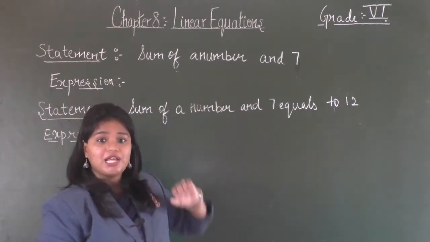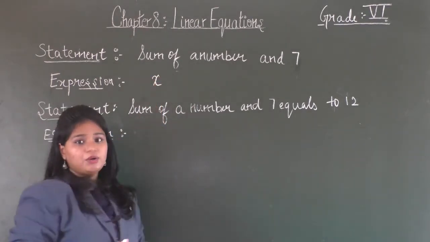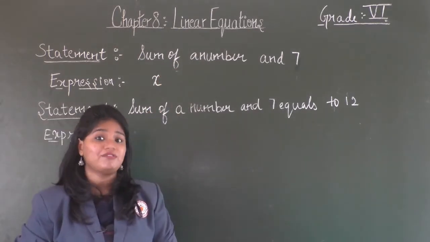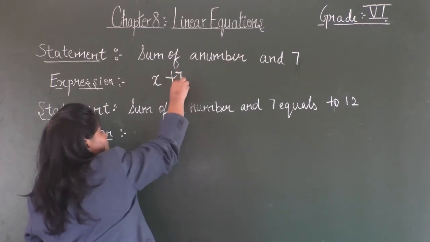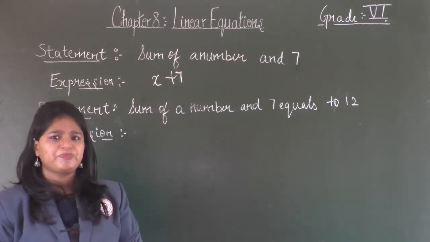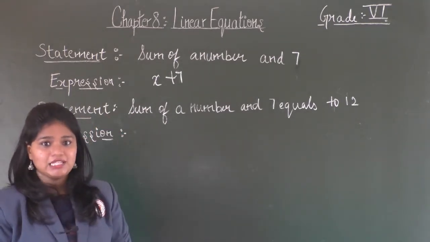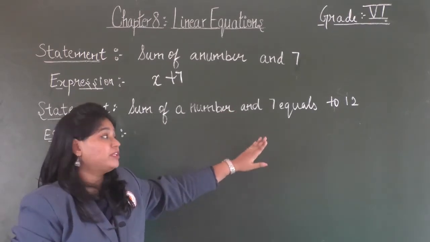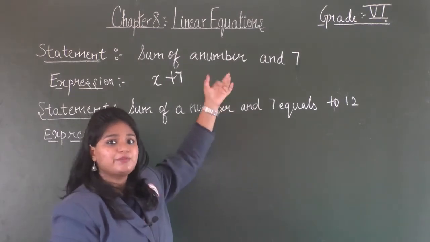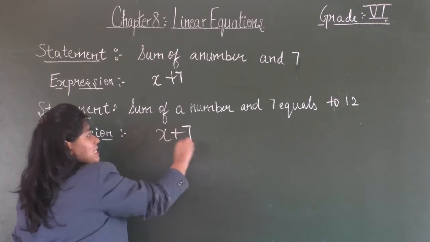First, we will let the number as x or any alphabetical letter. Now in the statement it is written as sum of a number and 7. So I will add 7 to x. So here we got an expression for the statement. Now let's change the statement a bit. We have written the statement as sum of a number and 7 equals to 12. Now the first part is exactly similar to the above statement which says that x plus 7.